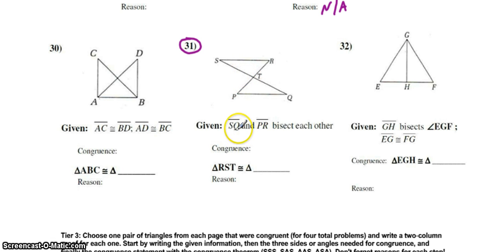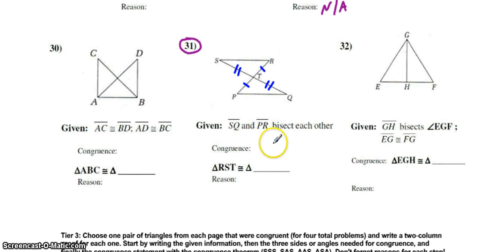First off, let's start with what we're told. SQ and PR bisect each other. So here's SQ, and here's PR. Those bisect each other. What does bisect mean? Well, it means that it cuts both those lines in half, and that the two halves are going to be congruent. So I can fill in that this half will be congruent to this half, because it's bisected, and that this half is congruent to this half, again, because it's bisected.